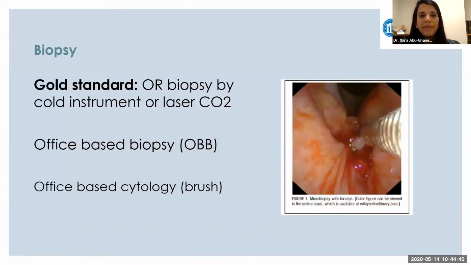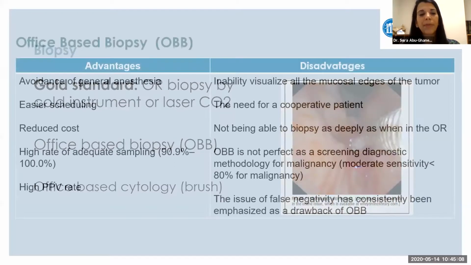So really, it seems like we're left with biopsy. They really don't have a lot of options there. The gold standard of the biopsies, we can either do it with cold instrument or with laser, and we can do office biopsy. Cytology or brush is not really something anyone's doing because we need to have a good biopsy, deep enough to know if it's invasive or not.